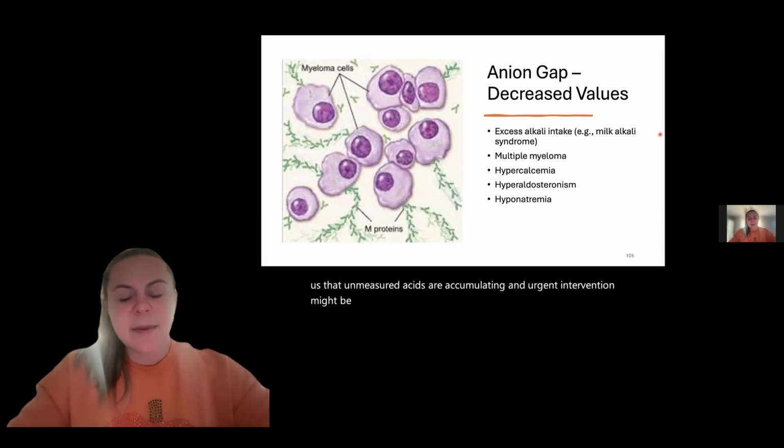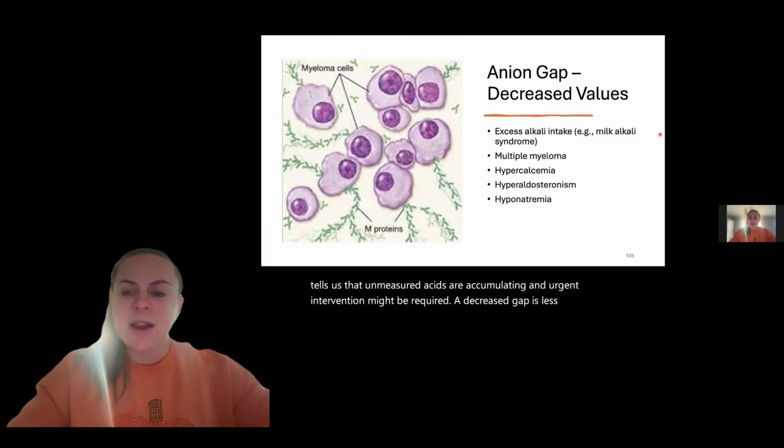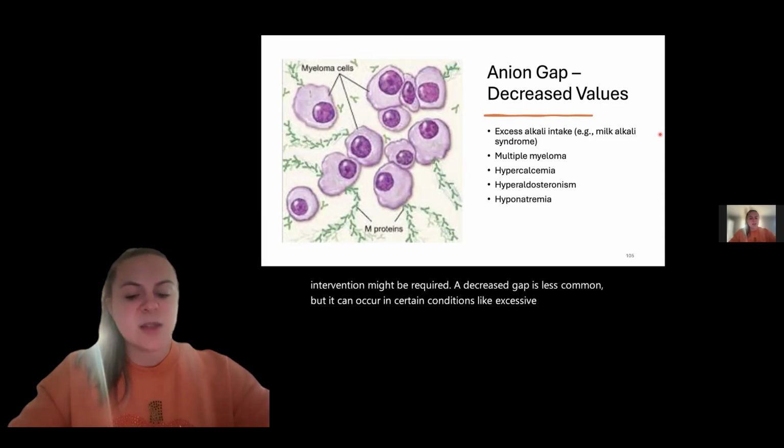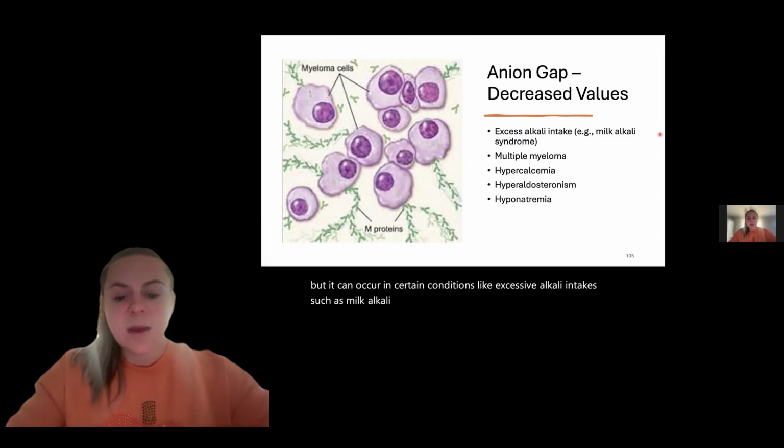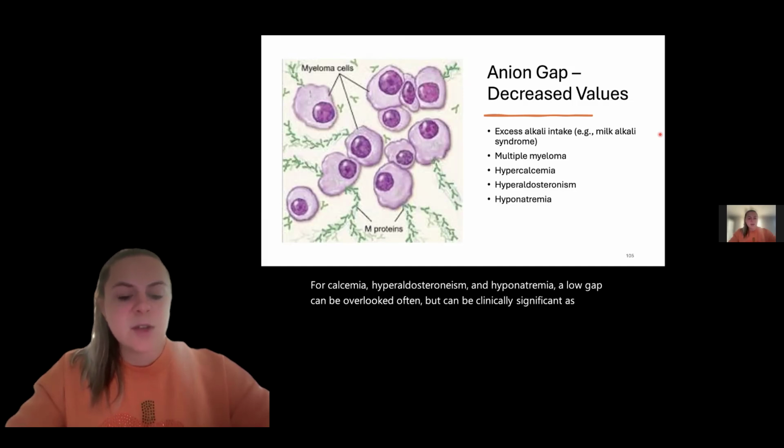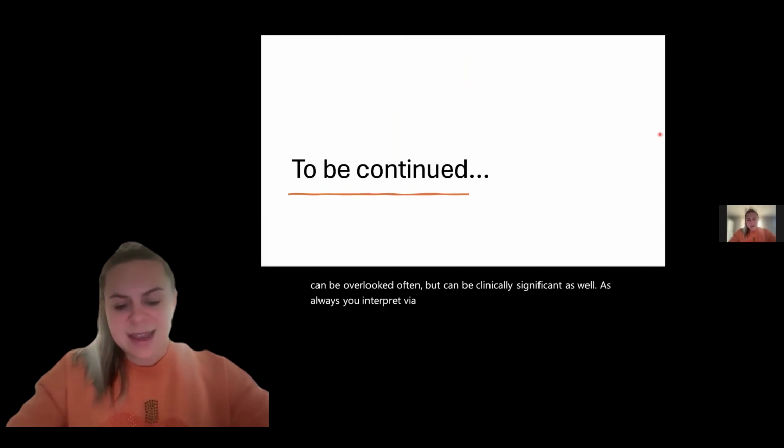A decreased gap is less common, but it can occur in certain conditions like excessive alkali intake, such as milk alkali syndrome, as well as multiple myeloma, hypercalcemia, hyperaldosteronism, and hyponatremia. A low gap can often be overlooked, but can be clinically significant as well. As always, you interpret via clinical context.